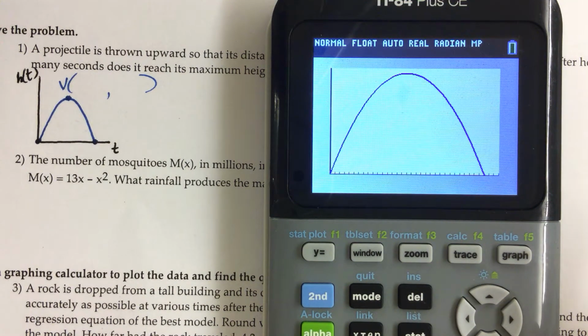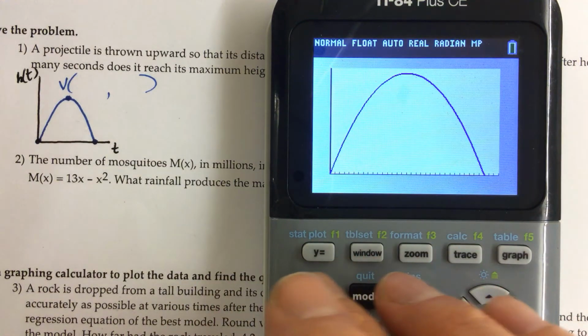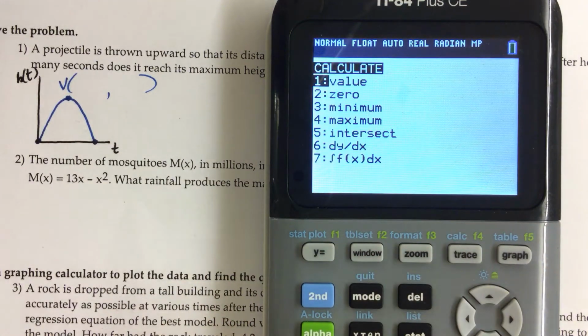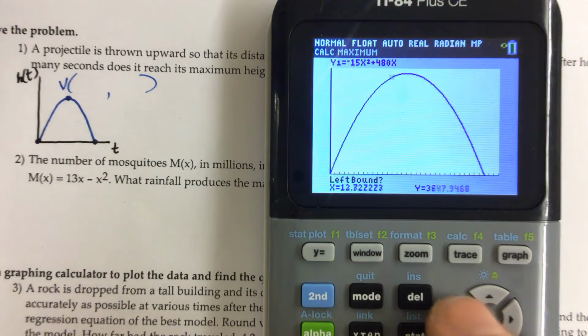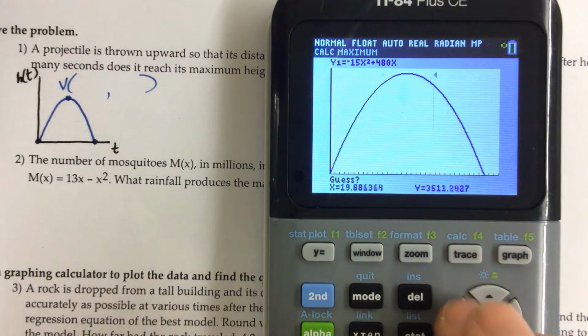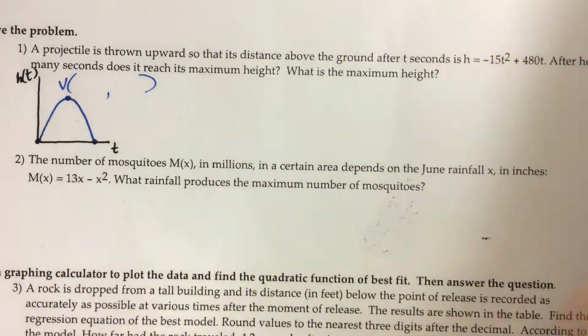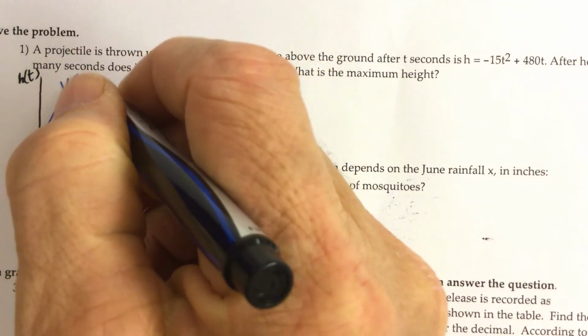Now, once we can see our vertex, we do second trace. We're going to hit maximum, then move the cursor to the left of the maximum and mark it with an enter, then move the cursor to the right and mark it with an enter, and then back to the left a little bit. And we have our maximum: when x is 16, y is 3,840. So that's nice. They're nice round numbers.